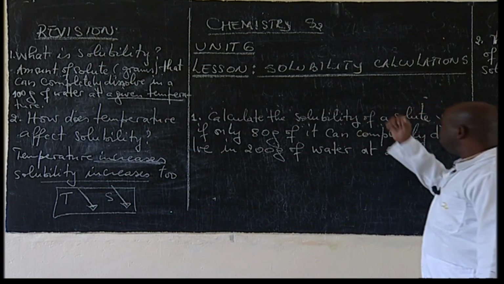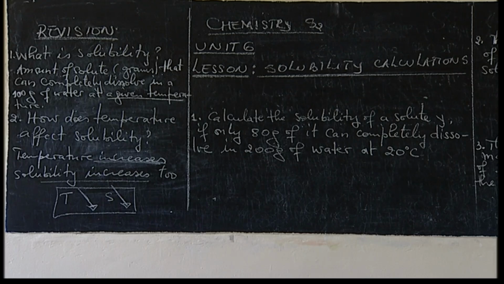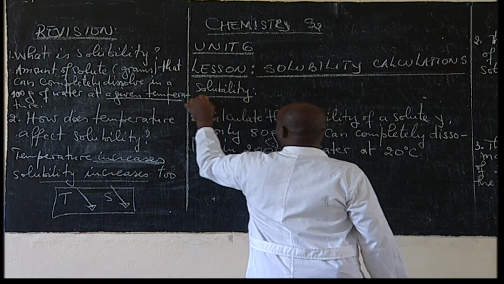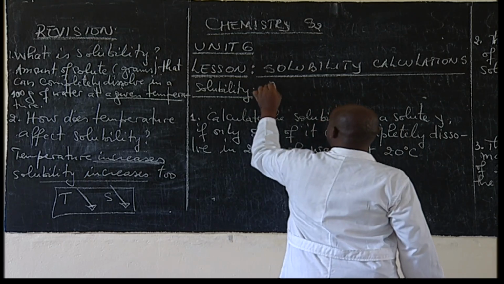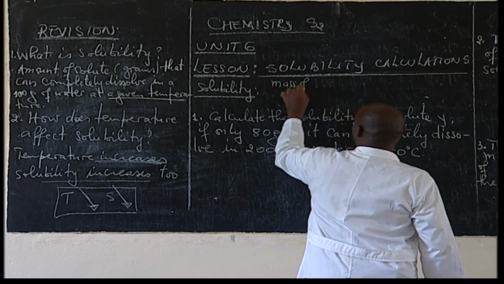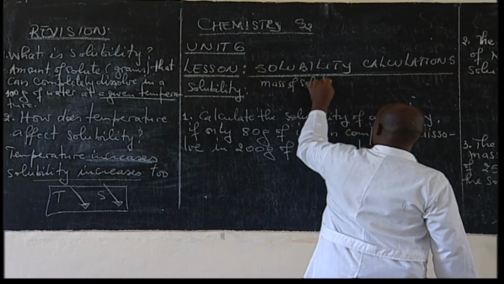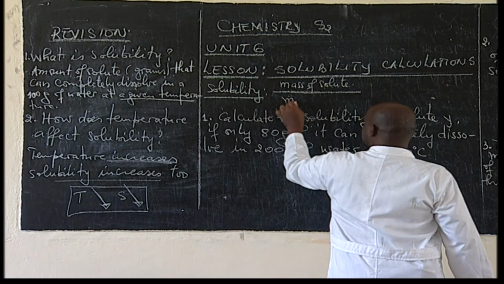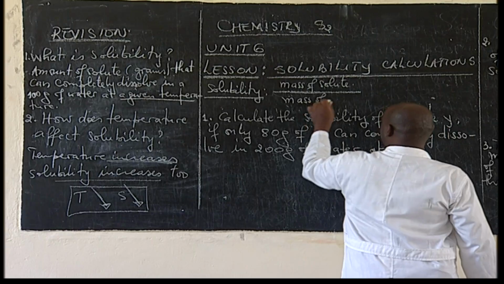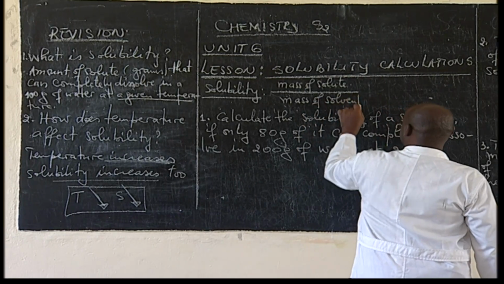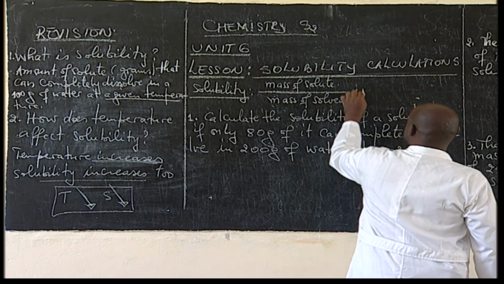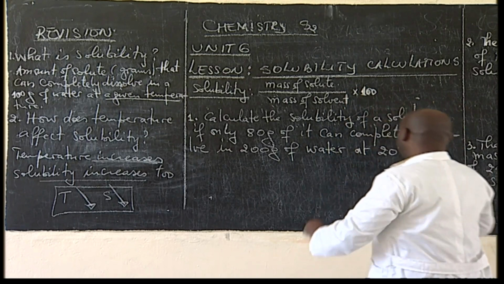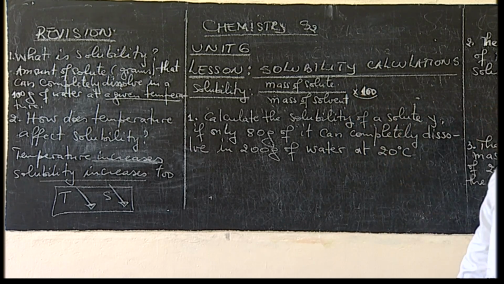Now let us start our new lesson, solubility calculations. Solubility is equal to the mass of solute over mass of solvent times 100. Why do we multiply by 100?